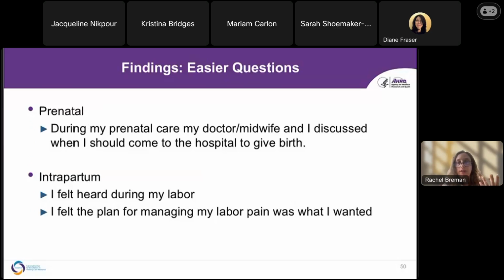the women who took the survey felt were easy to agree with. And these are the areas where people are doing a very good job, hopefully, with communicating and working well with their patients and engaging in shared decision making. So for prenatal care, the easiest question for people to agree with was that they received the information of when they should go to the hospital.